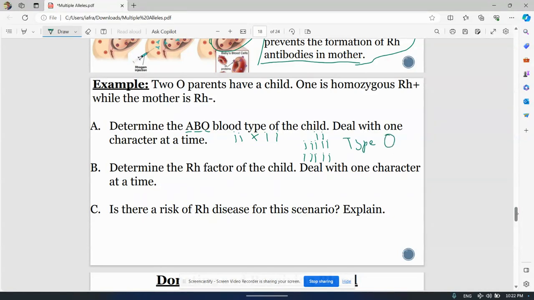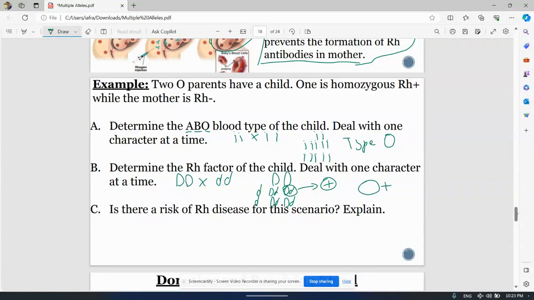Now, we want to determine the Rh factor. Okay, so if I ask you a question where I want you to tell me the blood type and the Rh factor, deal with one character at a time. Focus with the blood type first, and then do the Rh factor after. So we told you that the father is Rh positive homozygous, so big D, and the mother is Rh negative. We didn't say homozygous or heterozygous, but since you know the Rh negative is recessive, you know that that's little d. So in this situation here, if we do our Punnett square, you'll see that the only child they could make is big D, which means that they have to be positive. They're heterozygous, but they're still positive. So in the end, the baby is going to be O positive.